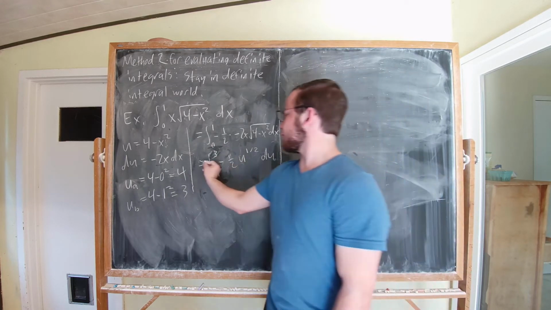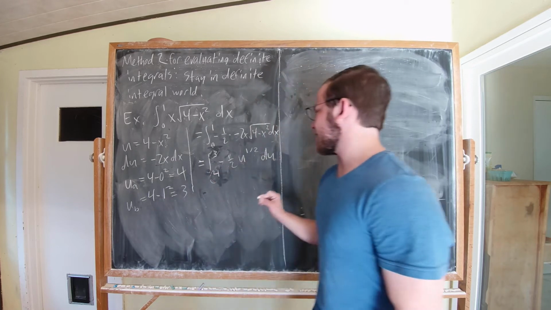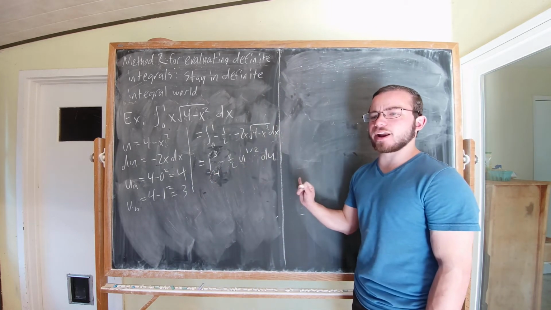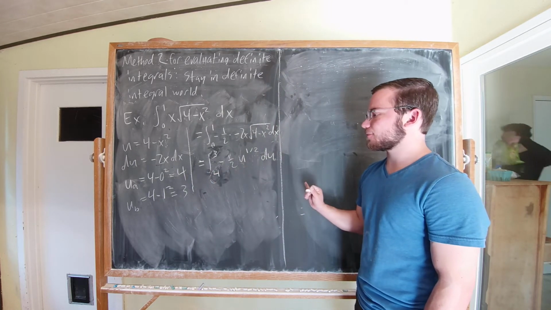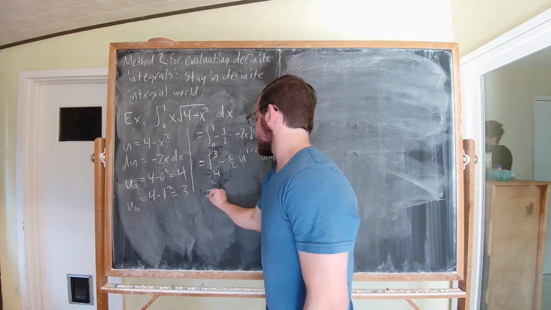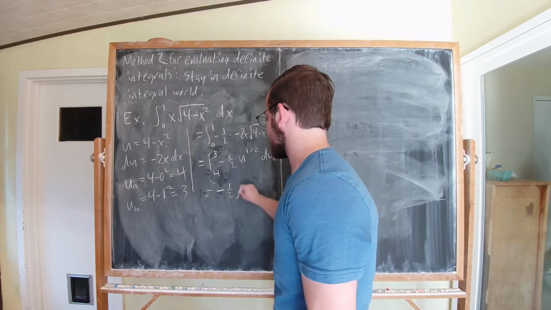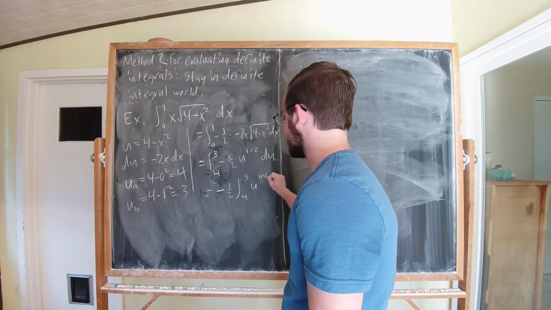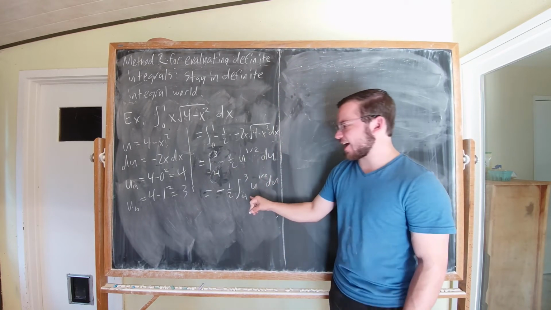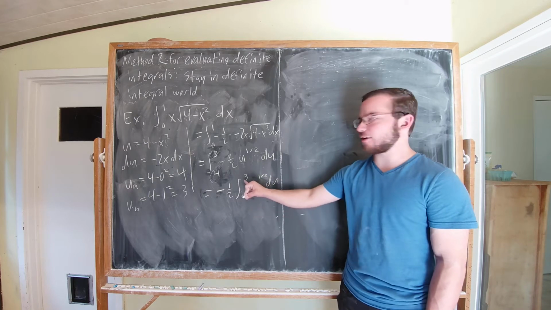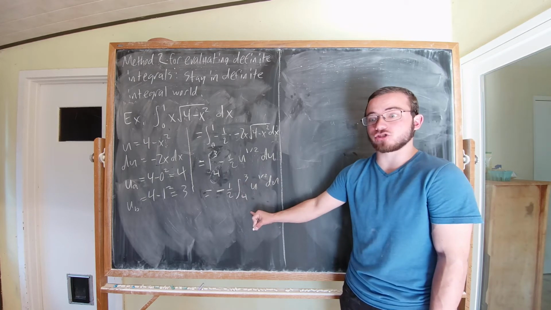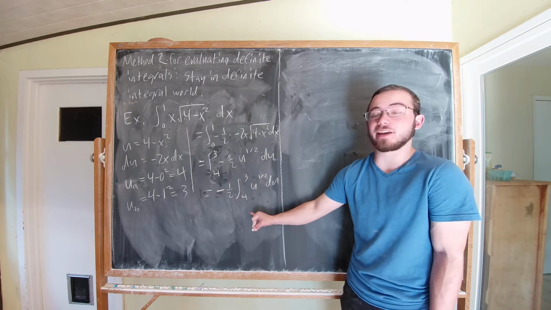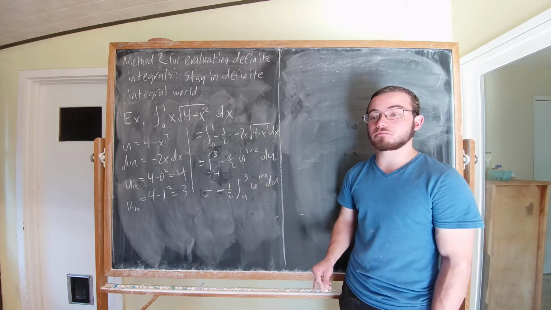The integral from 4 to 3 of negative 1/2 u to the 1/2 du. Or in other words, negative 1/2 times the integral from 4 to 3 of u to the 1/2. Now, let's say you don't like having 4 be your lower bound and 3 your upper bound, because 4 should be larger than 3, so this should be on top.